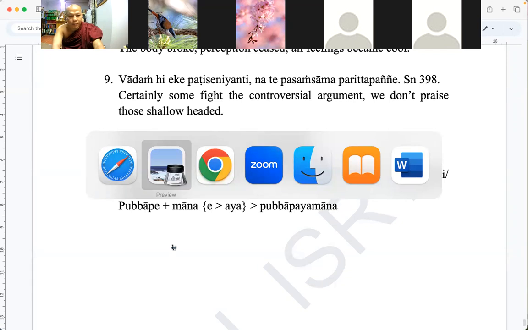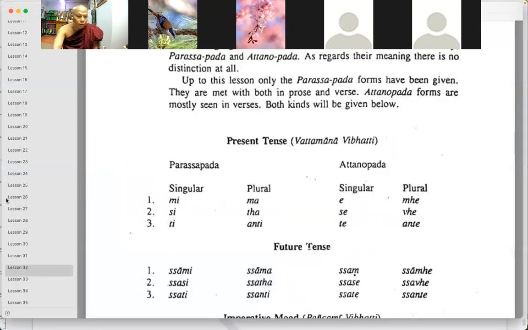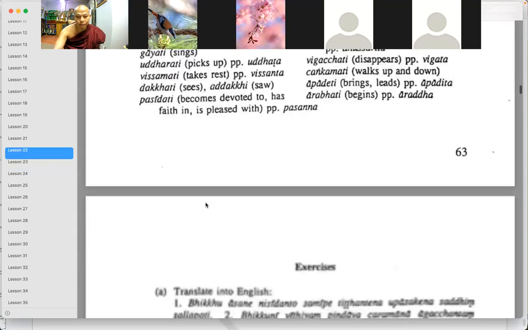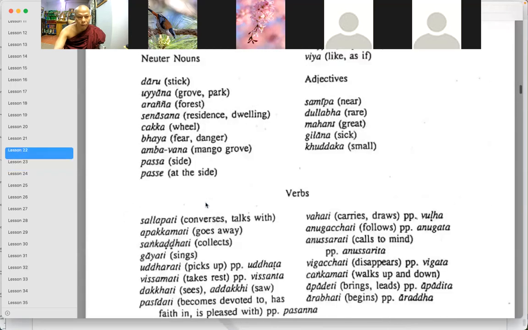Which lesson? We are forming the present participle of lesson 23, I think. No, so 22.